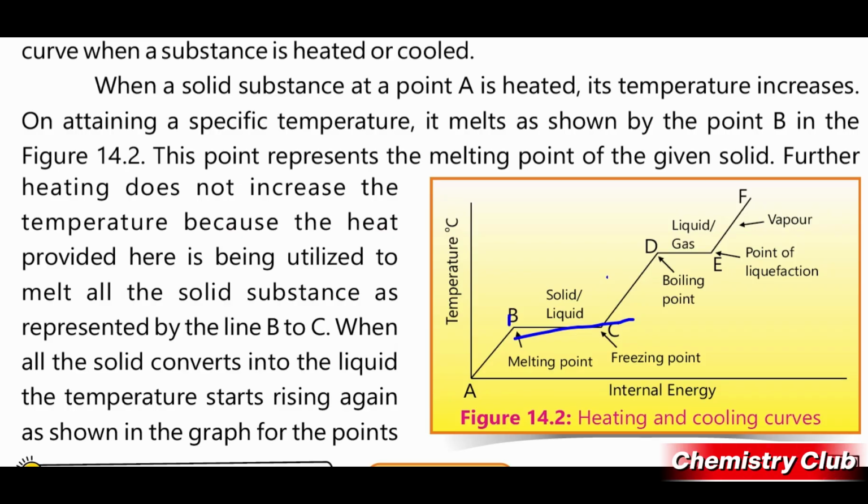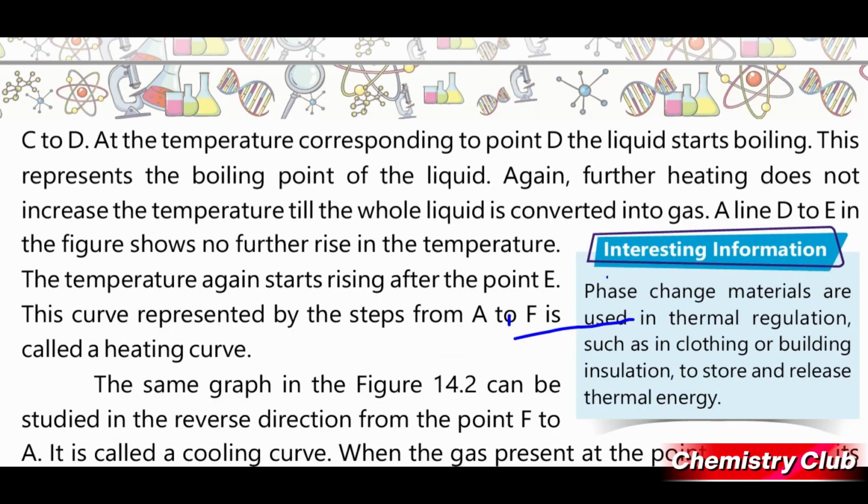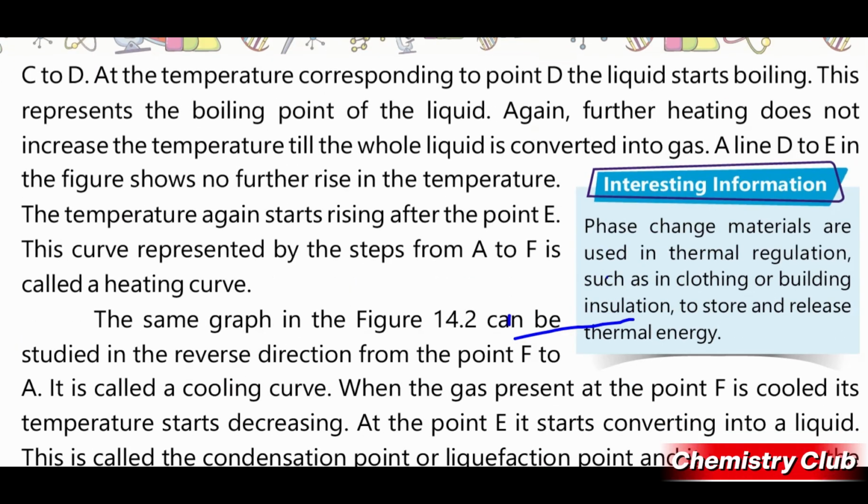When all the solid converts into liquid, the temperature starts rising again, as shown in the graph for the points C to D. At the temperature corresponding to the point D, the liquid starts boiling. This represents the boiling point of the liquid. Again, further heating does not increase the temperature till the whole liquid is converted into gas. The line D to E in the figure shows no further rise in temperature.